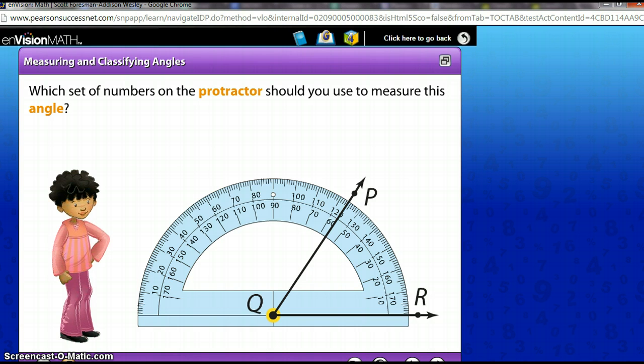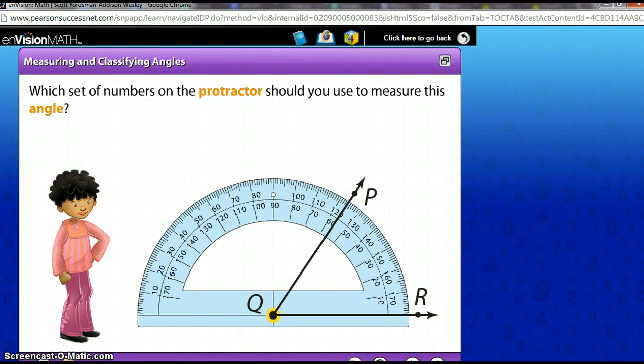Okay, I want to point something out to you. Because you use this 0 side, your 0 is here. Would you go 0, 10, 20 or 0, 170, 160? 0, 10, 20. So in this case, we're going to need to use the bottom set of numbers. Think about it, makes sense, right?